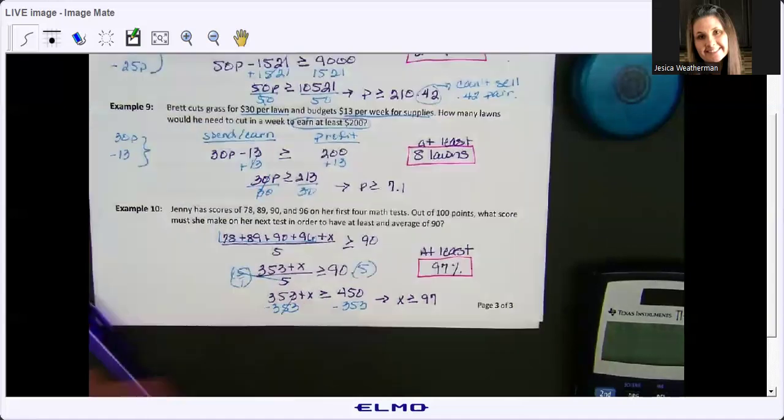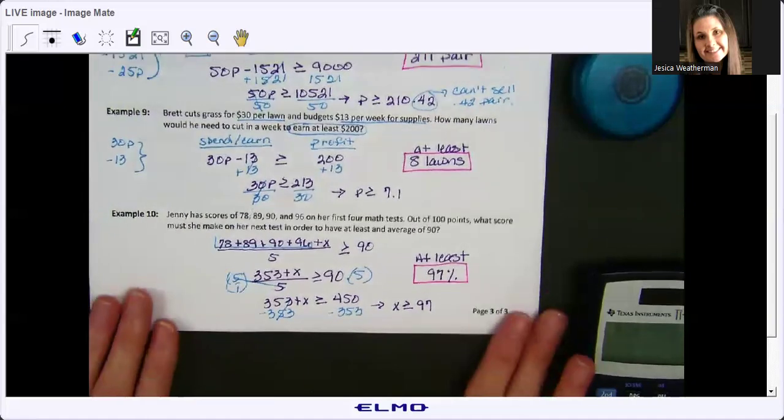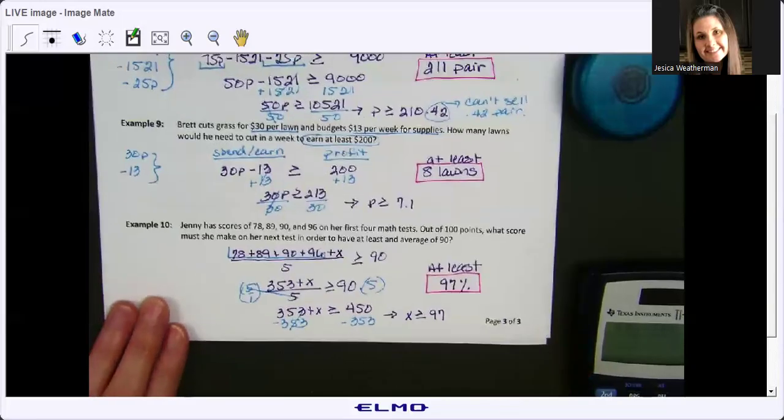All right. Make sure you use your notes on your homework. They will be helpful. And that concludes lesson 4.4 on inequality word problems.